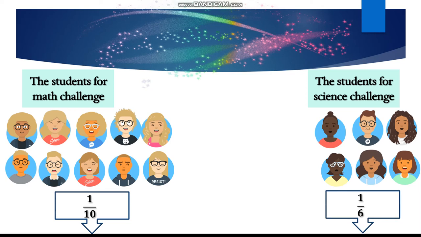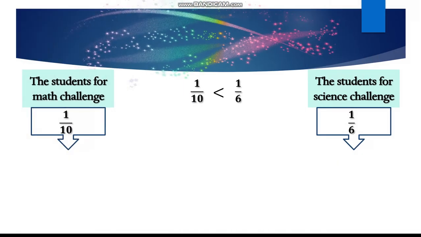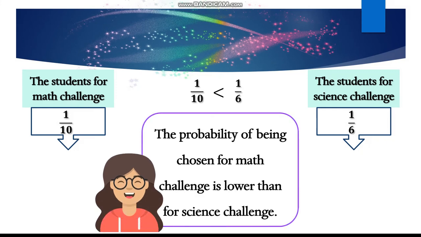Let's talk about these fractions. We know that 1 over 10 is less than 1 over 6. So the probability of 1 over 10 means less than 1 over 6. Ayşe, the probability of being chosen for the math challenge is lower than for the science challenge. So you should think about your criteria, and we give you advice to change your criteria for that.